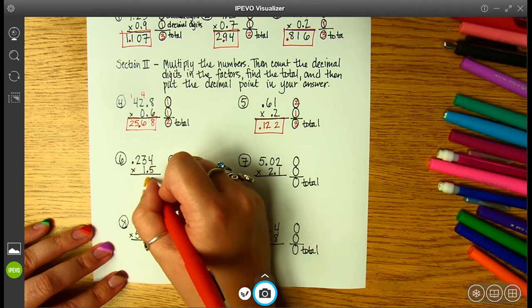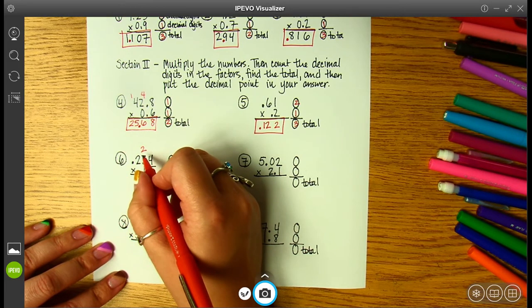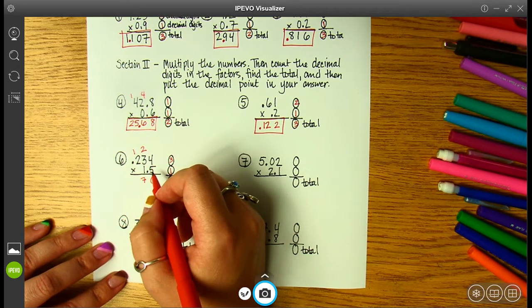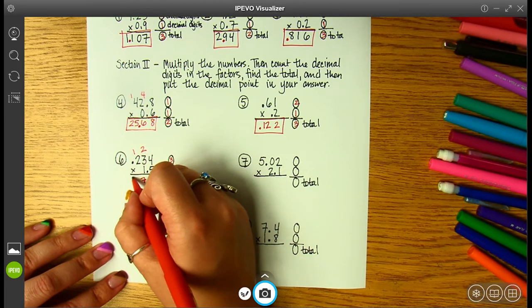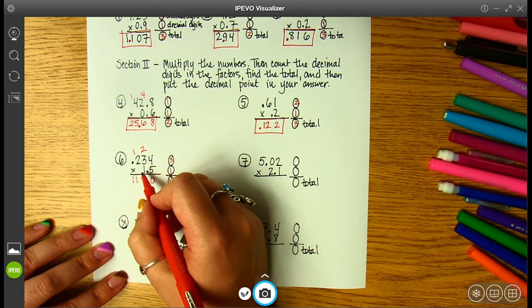5 times 4 is 20. 5 times 3 is 15. Plus 2 is 17. And why don't you try to say it aloud with me to see if you remember your multiplication tables. 5 times 2 is 10. Plus 1 is 11. Okay, 0 placement holder, so I can move on to this 1 that's in the tens place.